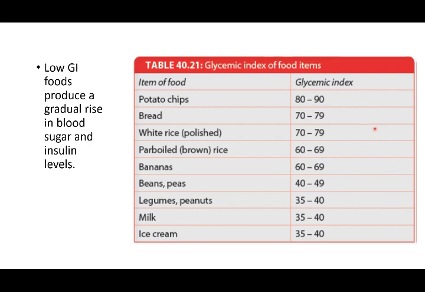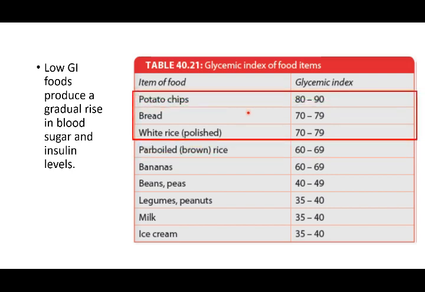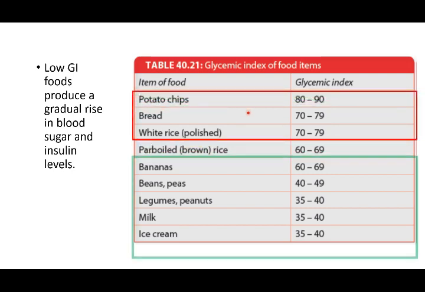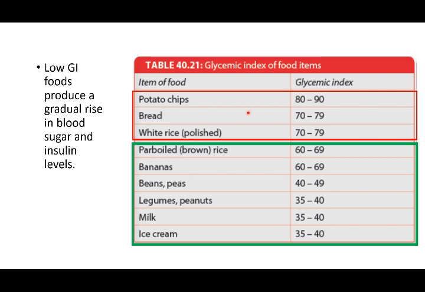Low GI foods, low glycemic index, produce a gradual rise in blood sugar and insulin levels, right? So these are the food items in order of decreasing glycemic index. So you can maybe tell the first three items can be classified as low glycemic index, and the others can be classified as high glycemic index. So these are the examples for both kinds of glycemic index foodstuffs.